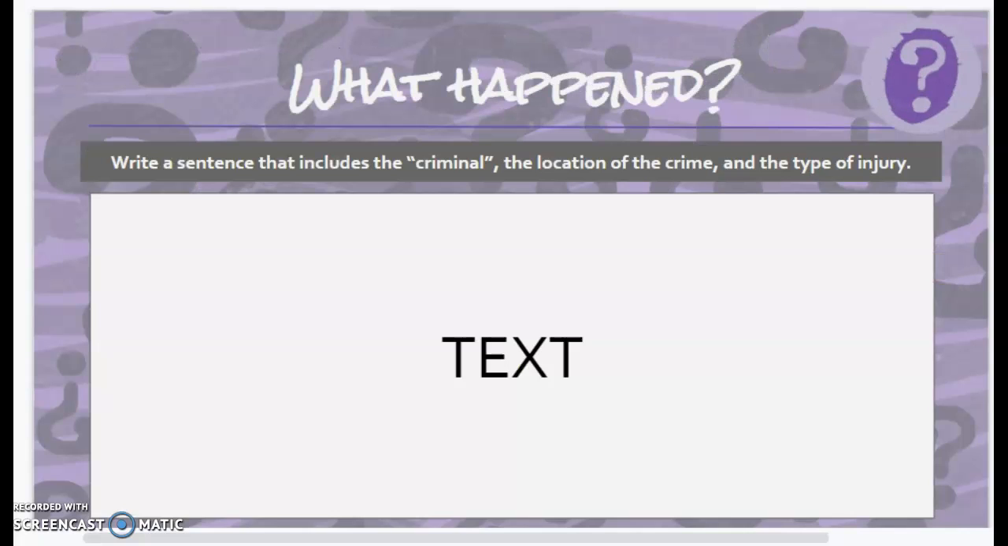And then on the last slide, after you've marked all your clues off, I think it's on slide 3, you can write a sentence that includes the criminal, the location of the crime, and the type of energy. Oh, sorry, injury. Wrong unit.